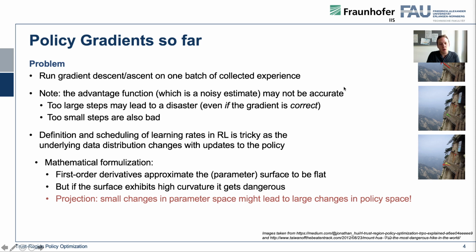So the question is now, why could this be problematic in practice? It boils down to the fact that as we run gradient ascent on one batch of collected experiences, the advantage function that we use to update our policy is a noisy estimate and might not be correct. Especially in the beginning, it's quite noisy. And if we take too large steps in our policy parameters due to the gradient update, this might lead to a disaster.